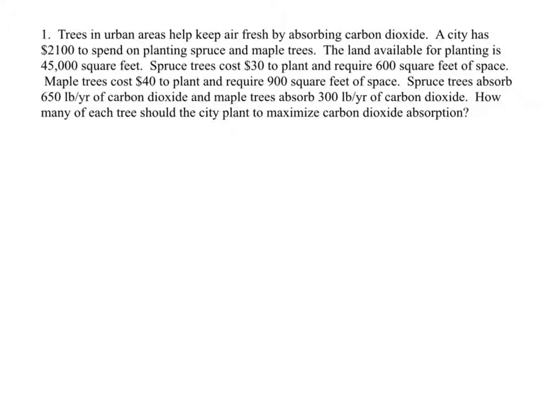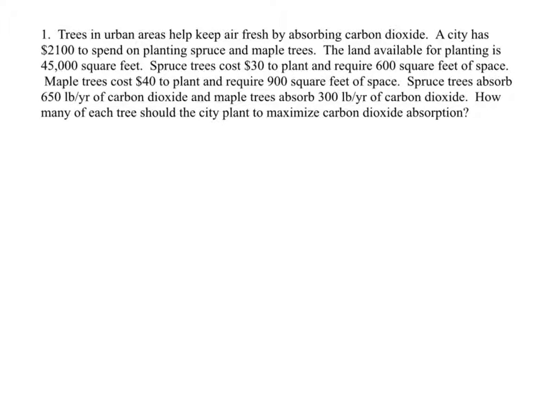So I'm going to notice that the two different things that we're talking about here are spruce trees and maple trees. And if you ever can't decide what are my variables, you can give a fake answer to the question. The question says, how many of each tree should the city plant? So if I gave a fake answer, my fake answer might be 15 spruce trees and 10 maple trees. Well, I just told you what the two variables are, spruce trees and maple trees, because in my fake answer, that's what it would look like.